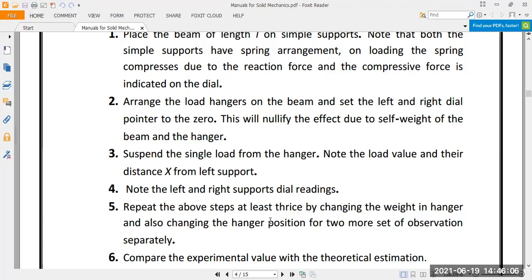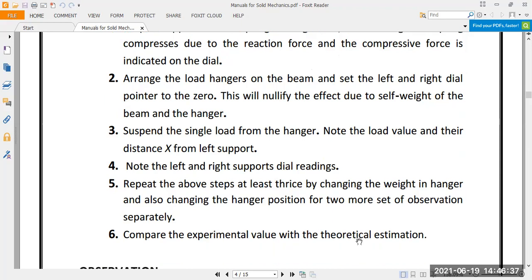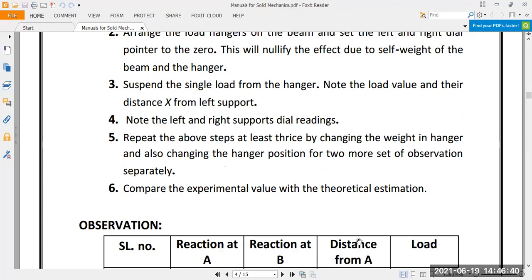So what we are doing here is first putting the weight at the center of the beam, then moving it to the other end of the beam. Repeat this step thrice by changing the weight of the hanger and also changing the hanger position, at least two or three more sets of observation. Now, the question is the experimental value versus the theoretical load itself.